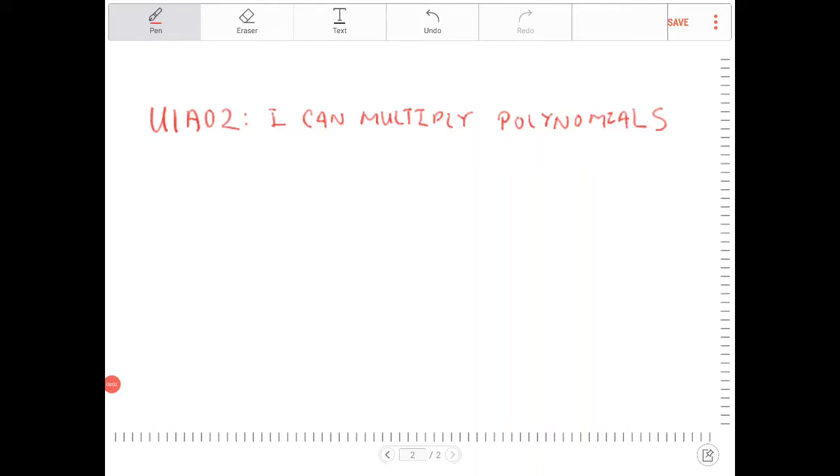By the end of the lesson, you should be able to say, I can multiply polynomials. So before we multiply polynomials, let's just figure out what exactly is a polynomial. And to do that, we're just actually going to break this word down. So I'm going to break down the suffix here, the nomial. What exactly is a nomial? Well, a nomial is an algebraic term.